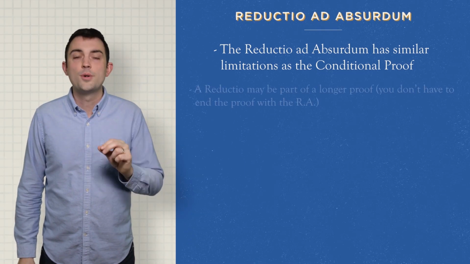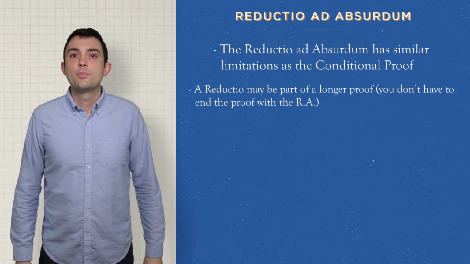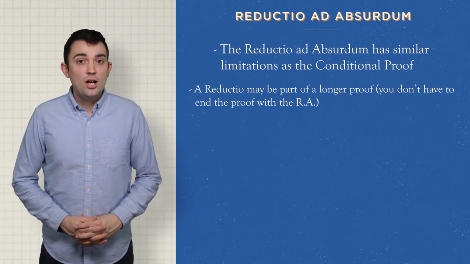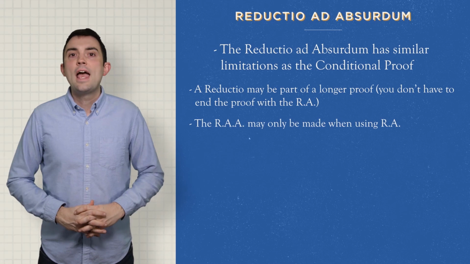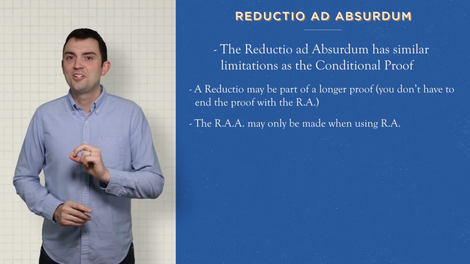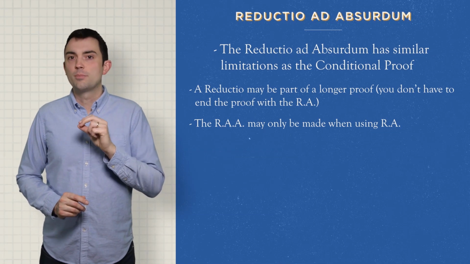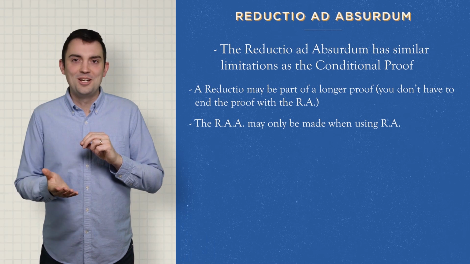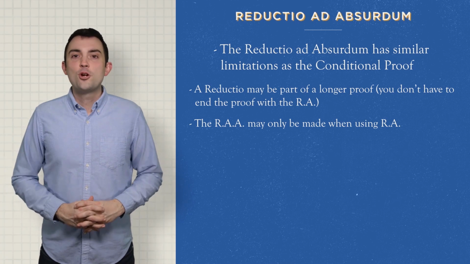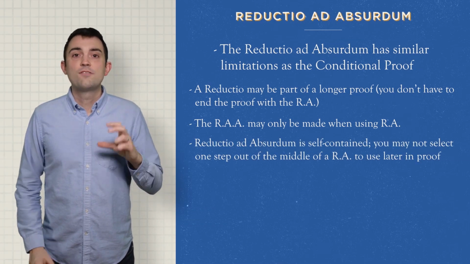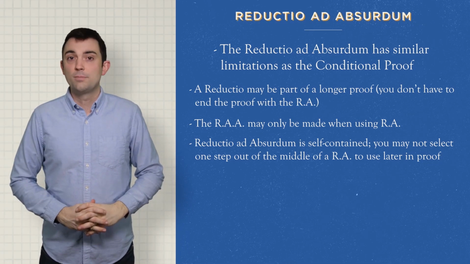So remember these things. A reductio may be part of a longer proof. You don't have to end the proof with RA. You can just be trying to prove something in the middle of a longer proof, as long as you keep that reductio ad absurdum as a self-contained little section. The RAA may only be made when using RA. You can't make the reductio ad absurdum assumption, assume the opposite of what you're trying to prove, and then stop in another few steps without using the reductio ad absurdum. That's pretty obvious too. And the third restriction, the reductio ad absurdum is self-contained. You may not select one step out of the middle of RA to use later in the proof.